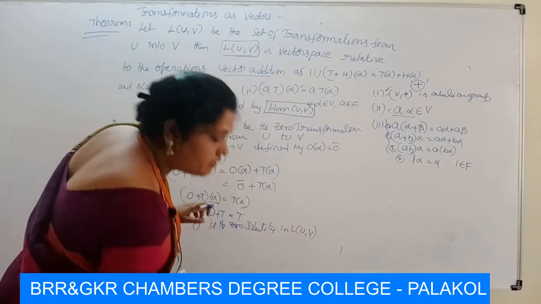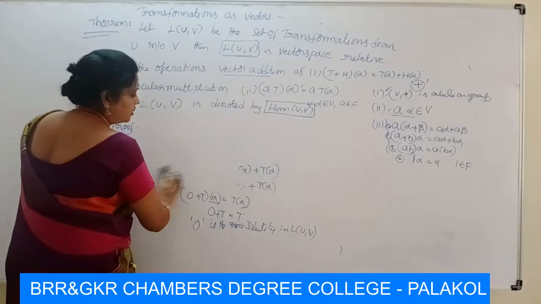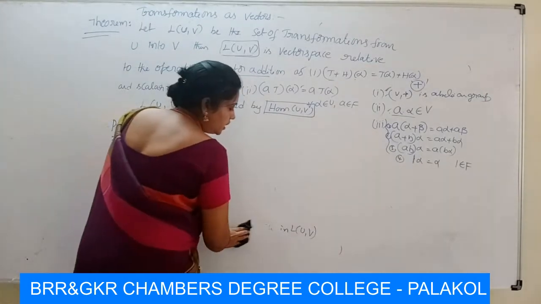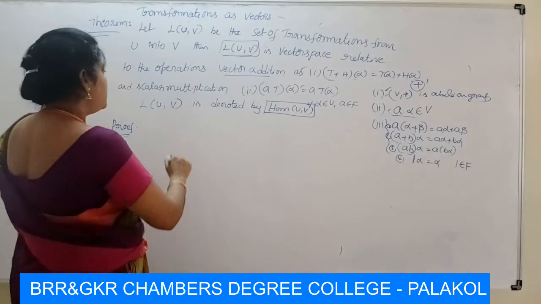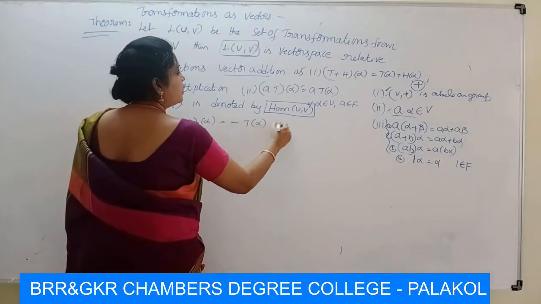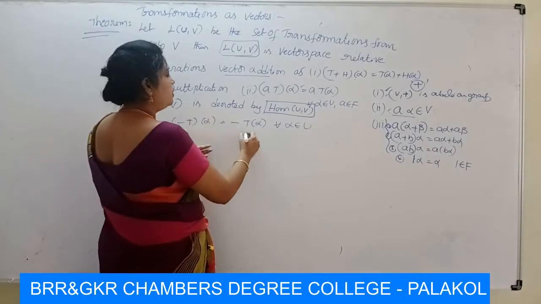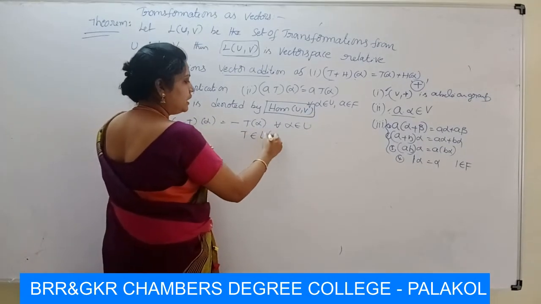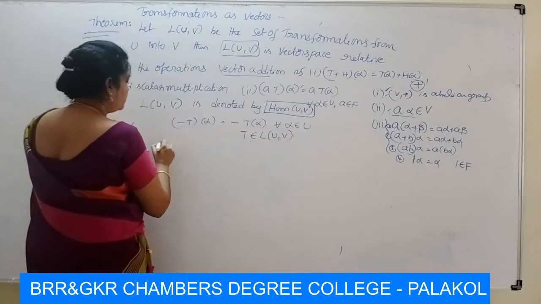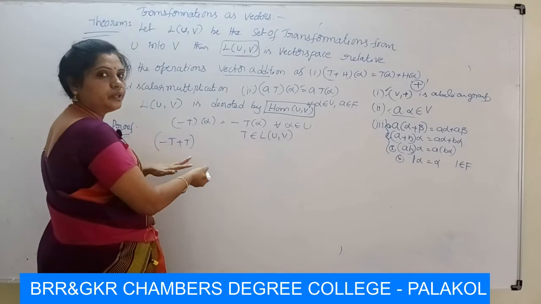Next, existence of inverse, that is the additive inverse. We have the negative of the transformation. The negative of the transformation is denoted as minus T. We know that the negative of the transformation is defined as minus T of alpha is minus of T of alpha, for all alpha belonging to U. Now we have to prove this minus T is the additive inverse of T in L of UV. So now we add minus T to T. If we get the identity element, then minus T is the additive inverse of T.